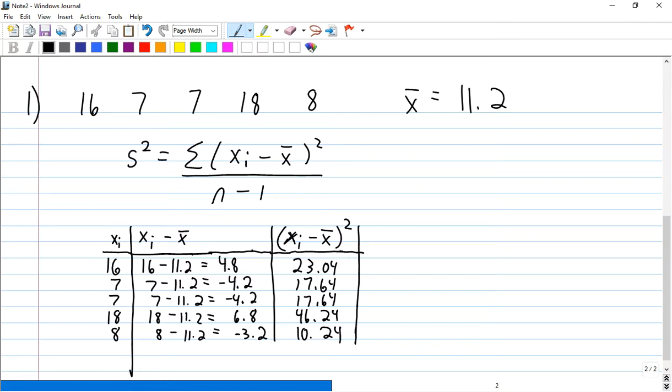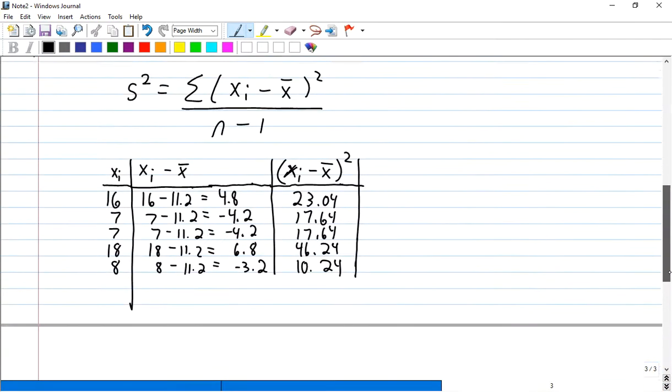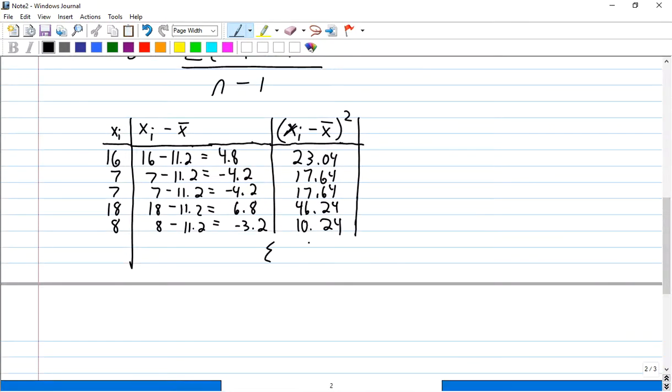Now for my formula, I need the sum of all of those. So I want to find the sum of these. I need to add all those together. It's really easy to mess up just one digit, so you have to be very careful. Alright, whenever I did that, I got 114.8. Okay.